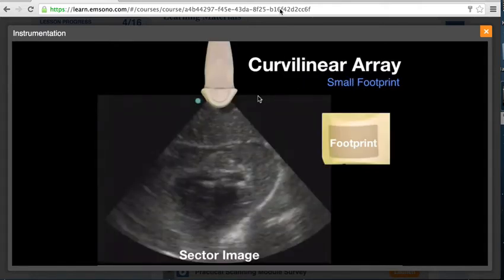Here's an example of a small footprint curvilinear array. This one also has a range in the 2 to 5 megahertz range, so it's primarily used for general abdominal, cardiac, and obstetrical scanning. It's got the smaller footprint that you can see here, and so this is also going to produce a sector image, but it's going to be a wider image going from the smaller footprint and then fanning out. This is a cardiac image here.